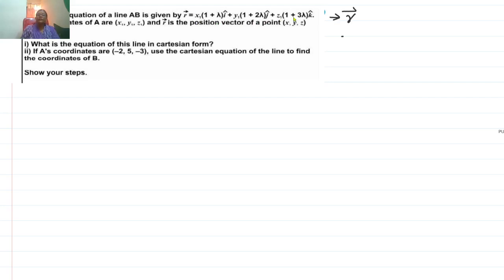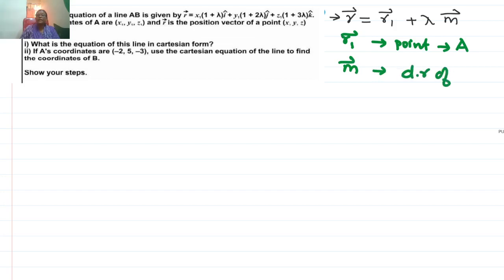We are familiar with R is equal to R1 plus lambda times the direction in which it is. That means R1 is the point, and what is that point mentioned here? It is the point A. And what is M? It is the direction ratios of the line AB, because it is passing through B also. So that is actually the vector form.